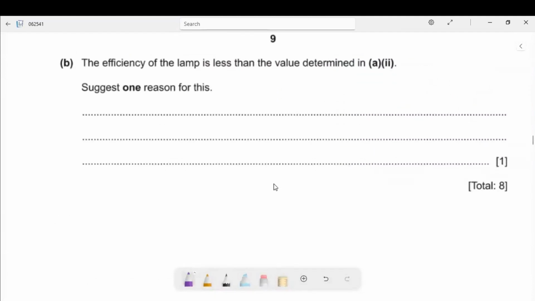The efficiency of the lamp is less than the value determined. Suggest one reason for that. So here the thermal energy is transferred from water to air. Some energy is dissipated as heat for heating the water, and this thermal energy is transferred from the water to air.